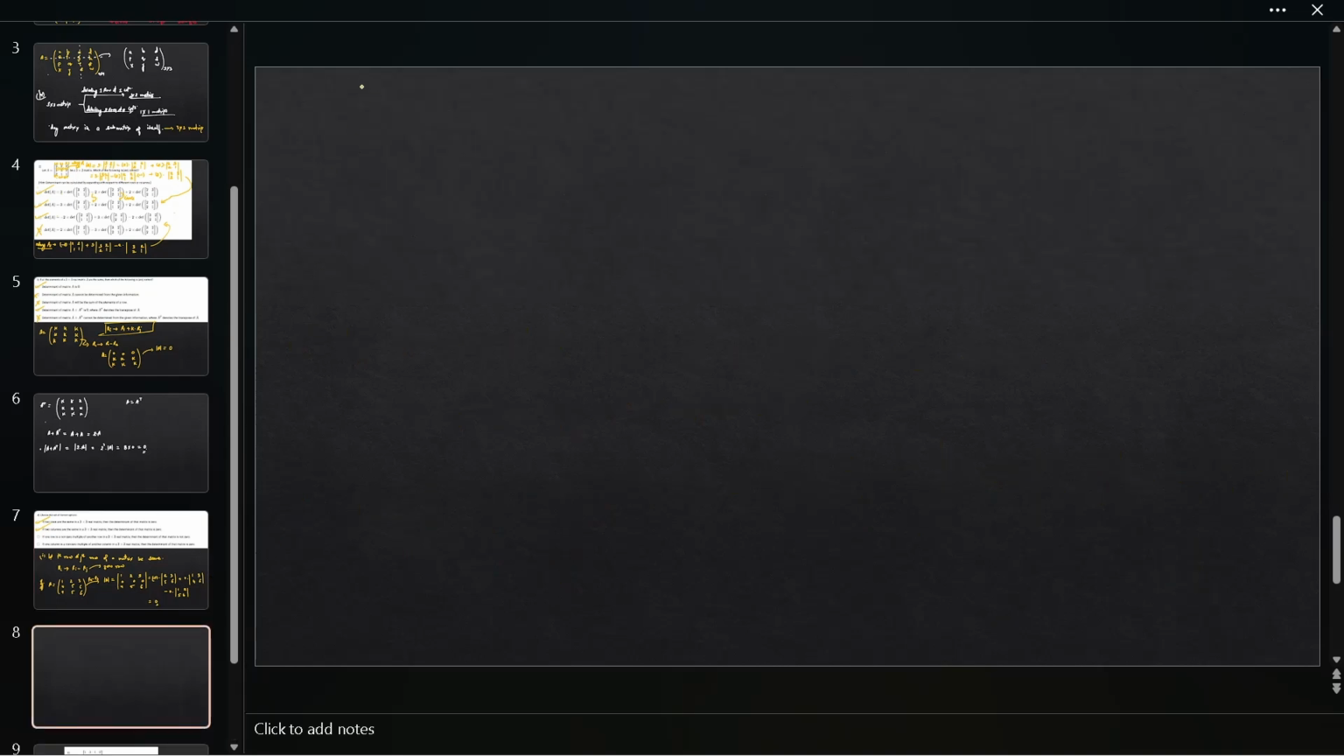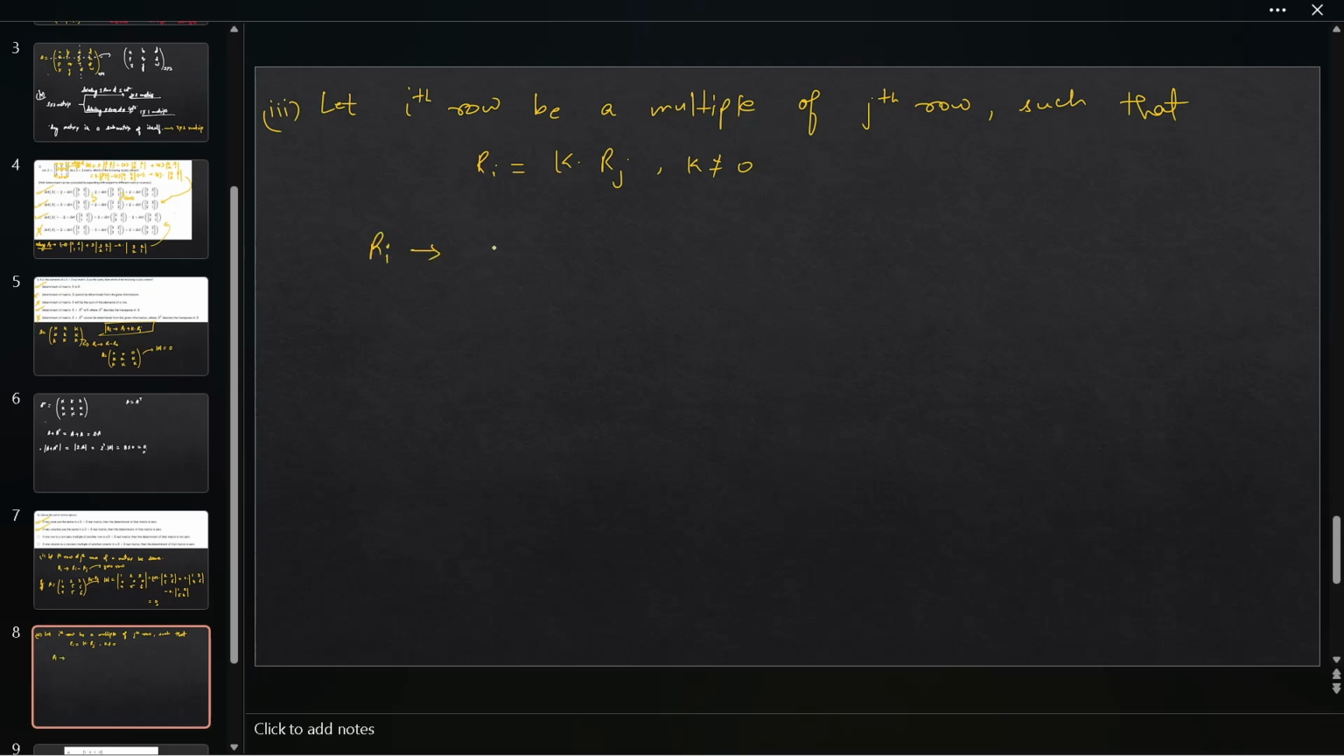So here, for option number 3, let the ith row be a multiple of the jth row such that R_i is some k times R_j, where k is not equal to 0. So here I can do the row operation, where I can just subtract k times of row j from my row i.